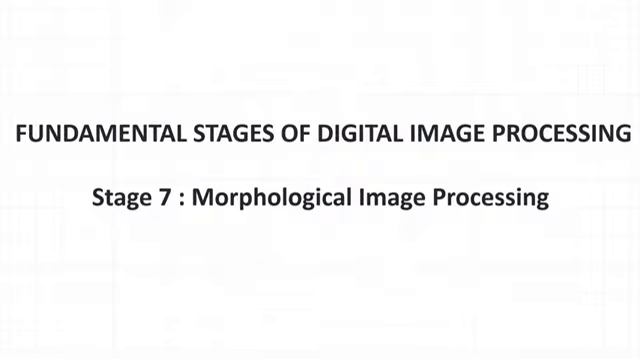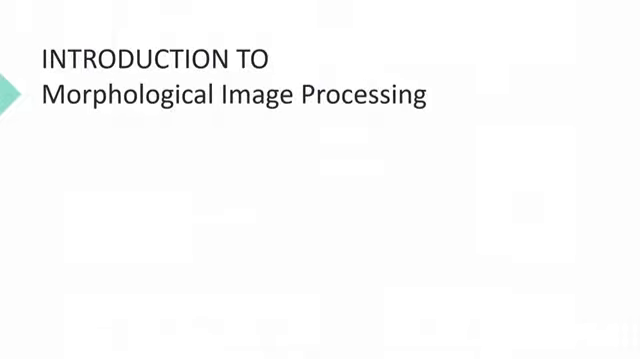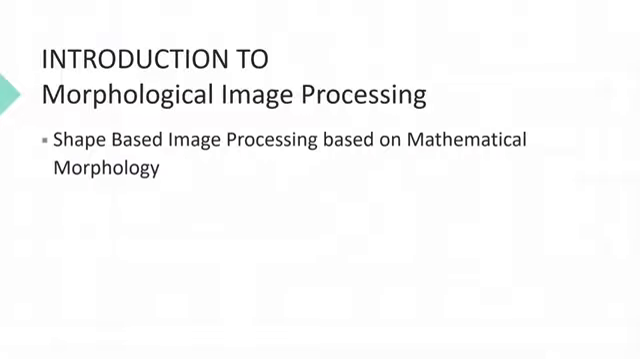Now, moving on from the previous color image processing, in stage 7 we are about to see morphological image processing, which is mainly based upon the science of shape. Now let us go to the introduction points here. What is meant by morphological image processing?